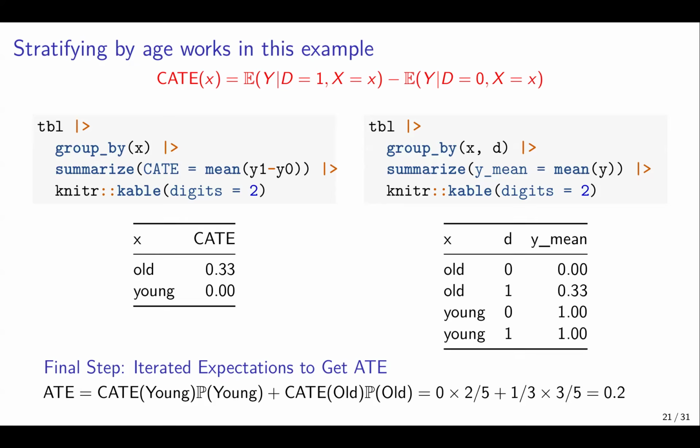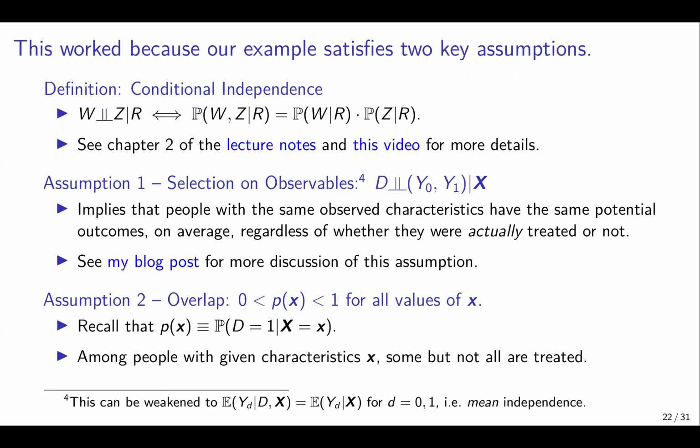And now that we've found a way to compute the conditional average treatment effect for each group, again, we can just use the share of young and old in our population to average those conditional ATEs to get the unconditional ATE. This is just an application of the law of iterated expectations, and it's the same exact one that we looked at a few slides back. So it worked. Why did it work? Well, it worked because some assumptions were satisfied. Some assumptions that I am now going to flesh out for you.